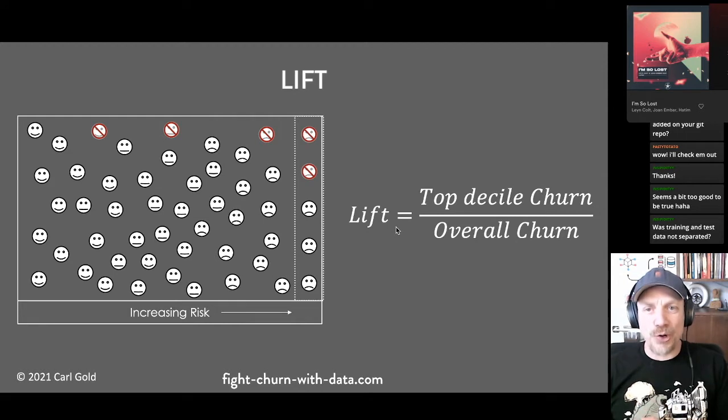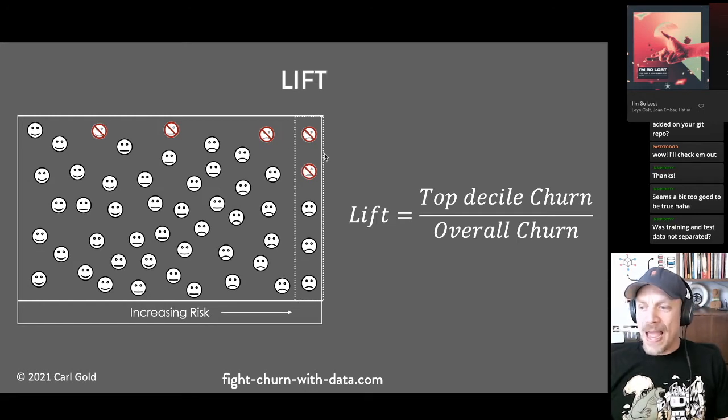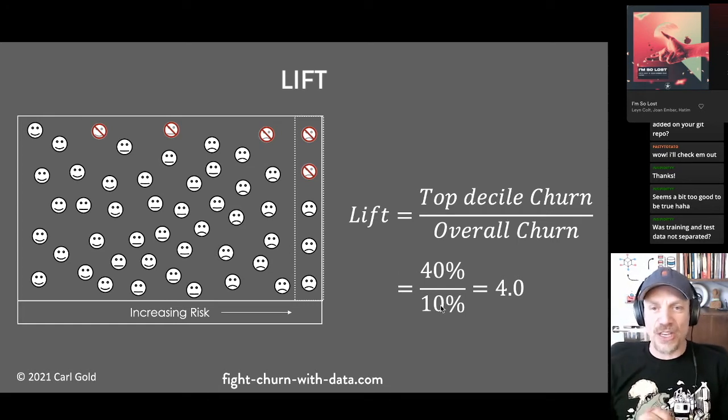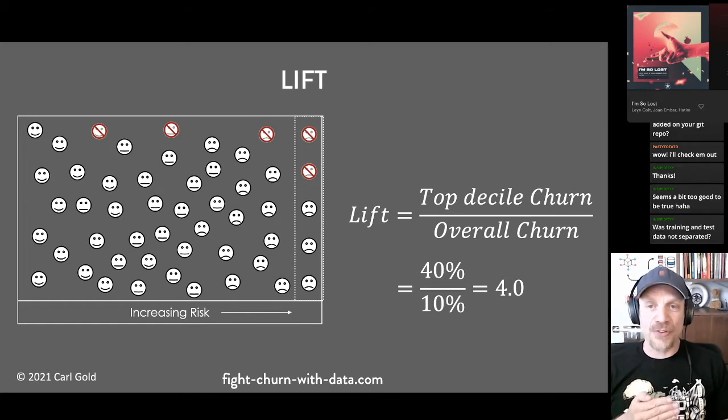And you look at the churn rate in the top decile of your customers, and you compare that to the overall churn rate. So in this case, the top decile is these top 5% customers. And we had 2 out of 5 of them really churn. So the churn rate in the top decile here is what? 2 out of 5. That's 40%. Now the overall churn rate in this example is 5 out of 50, or 10%. So in this case, the lift is 4. That's the ratio of churn in the top decile to the ratio of churn overall.